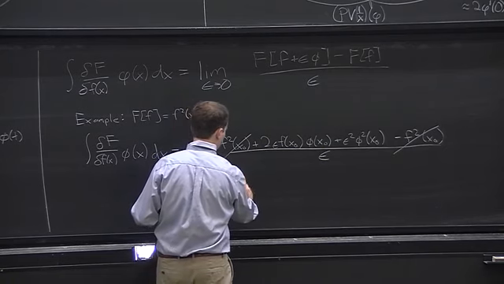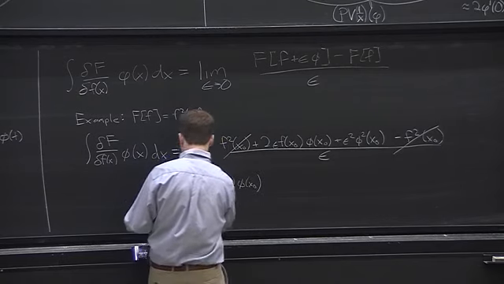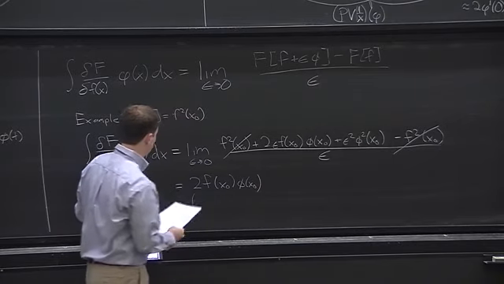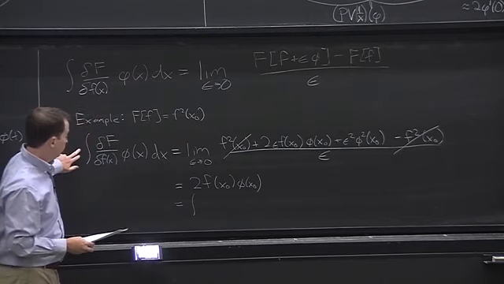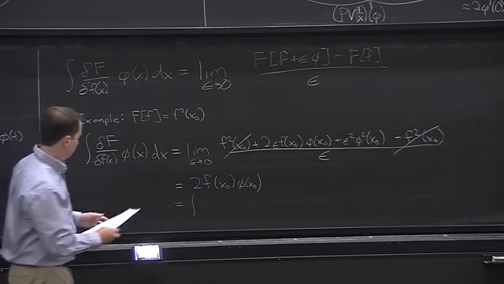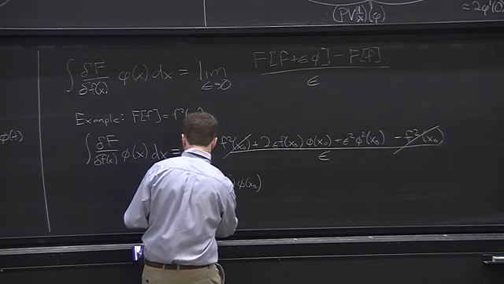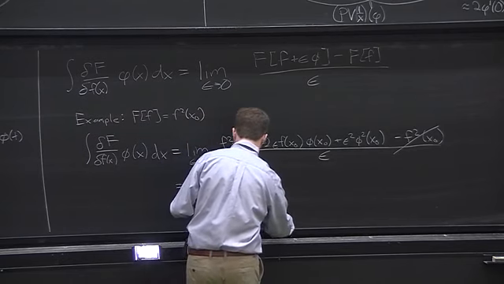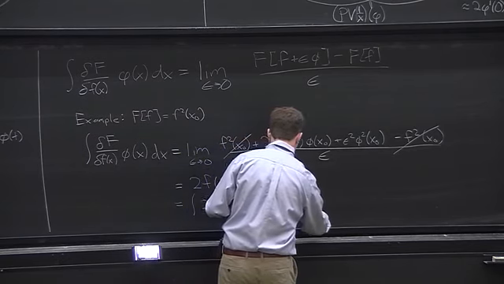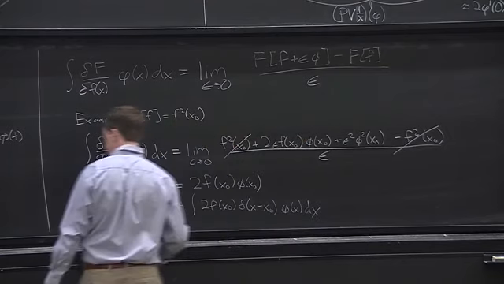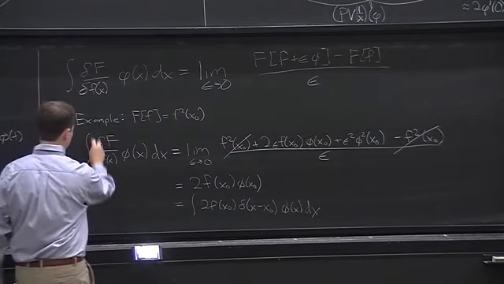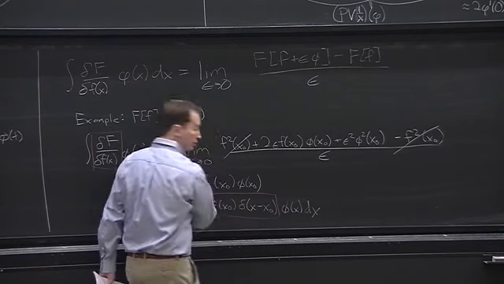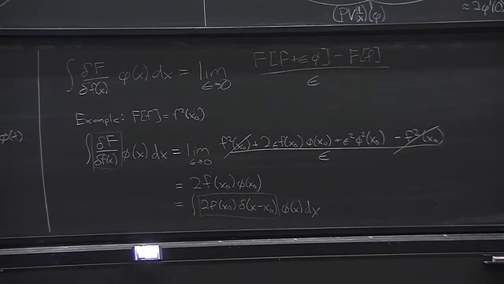of x naught phi of x naught, which we can write as a distribution, or we can write this in this integral form. So we can read off the functional derivative just by rewriting this as an integral with a delta. And so this is the functional derivative. This works for any phi.